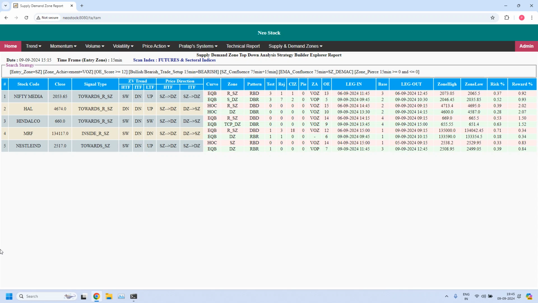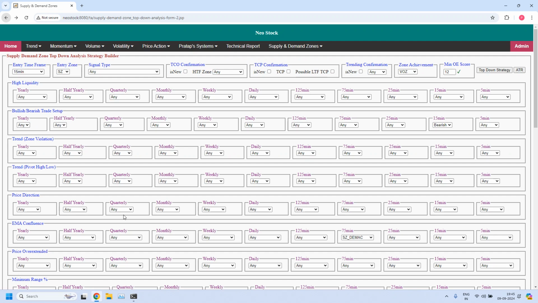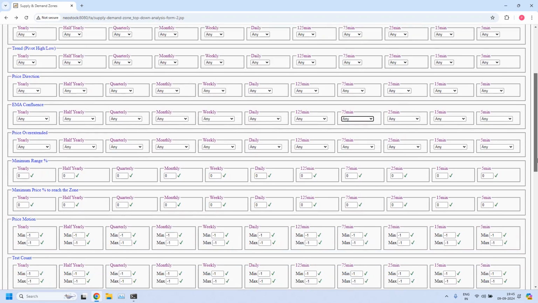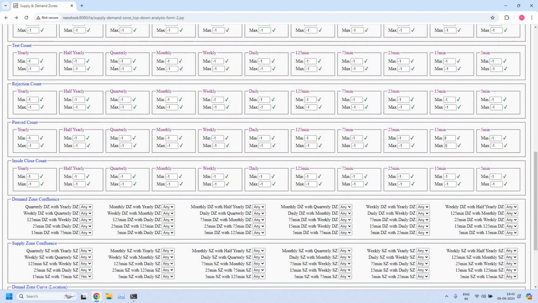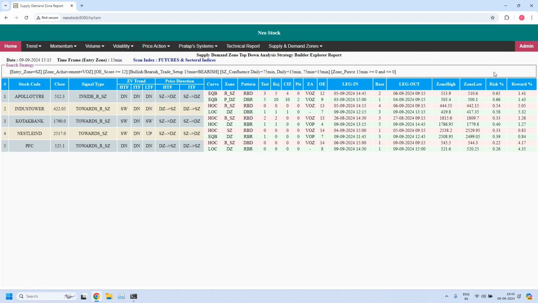Okay, now let's look into LTF, ITF, HTF confluence, all the 3 time frames. So first I need to remove this EMA filter. Now we can look for LTF, ITF, HTF supply zone confluence. Already 15-minute supply zone 75 is enabled. Next, 15 on daily I am enabling, and 75 on daily I am also enabling the filters. Now let's verify how many will filter. So 5 stocks are filtered.